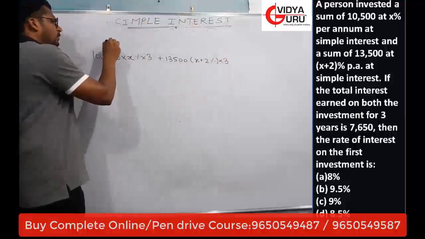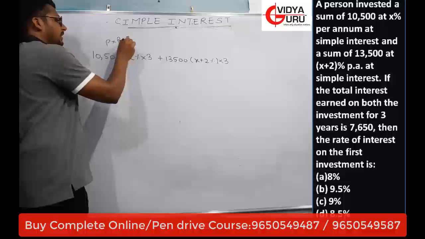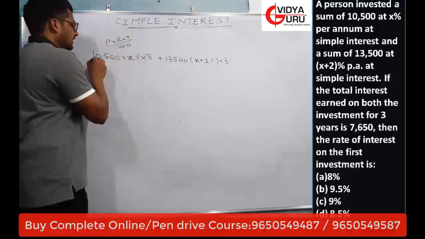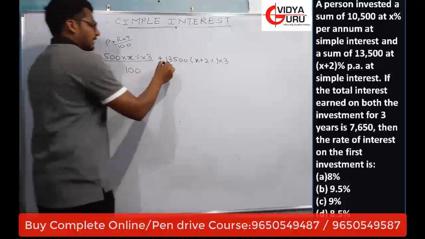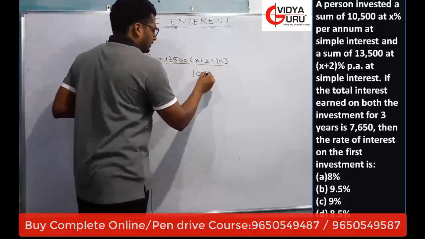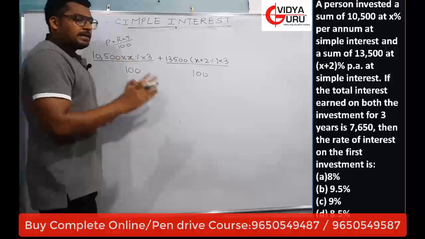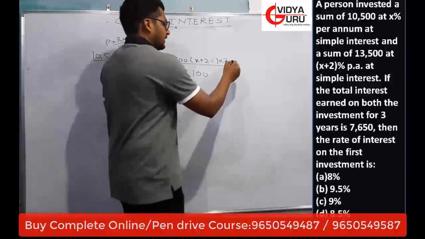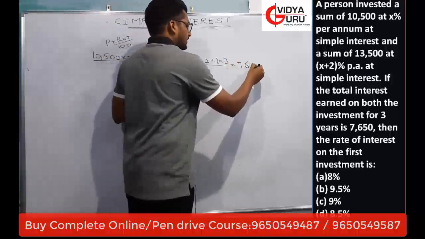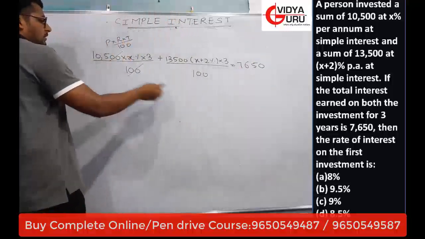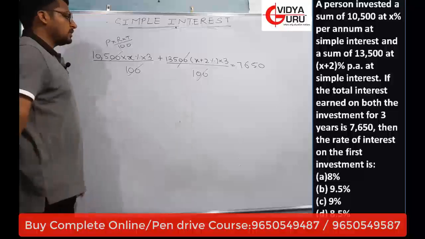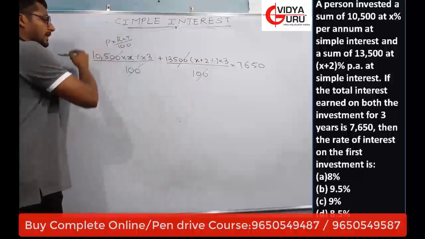I have applied the formula of SI, which is PRT by 100, because in the question the total interest is given. So interest on this part will be this, and interest on this part will be this. The question is saying interest on both parts is equal to 7650 rupees. I can cancel out 2 zeros. I can take 3 common.